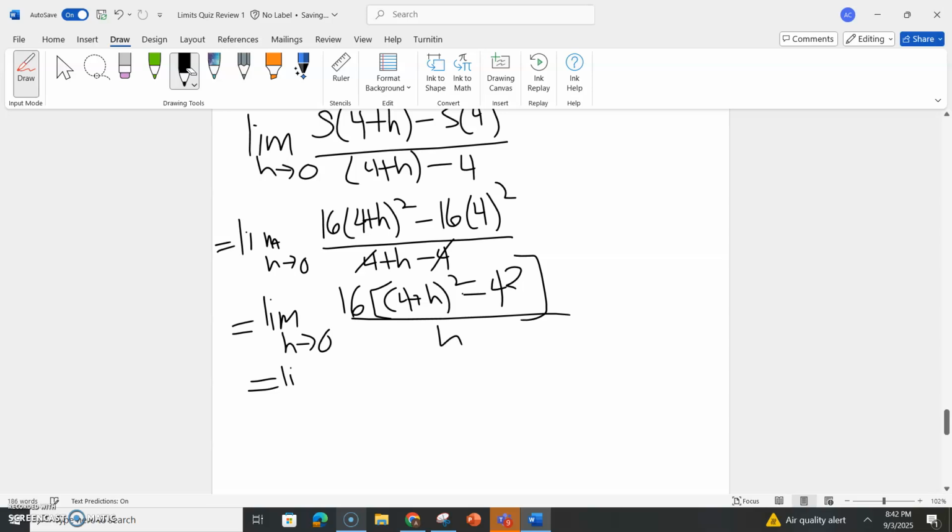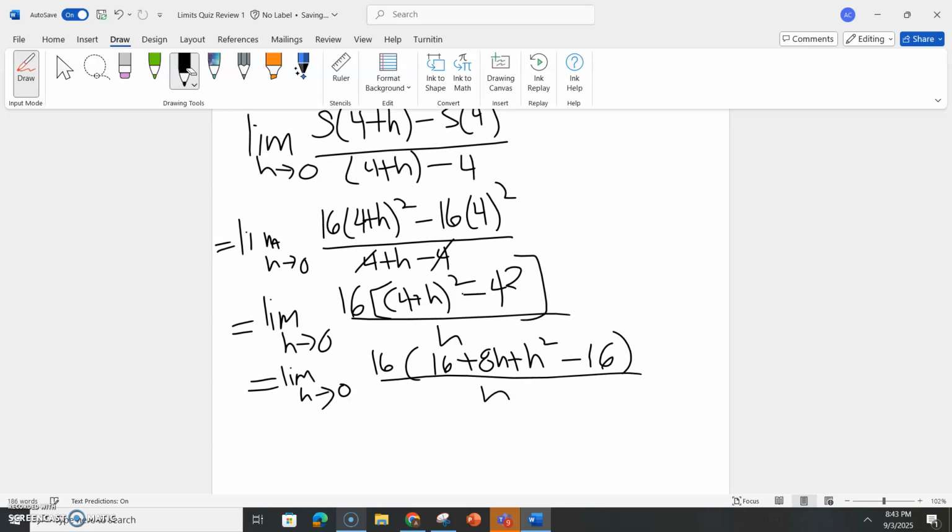Now, expanding that algebraically, we get the limit as h approaches 0 of 16 times, we have 16 plus 8h plus h² minus 16 over h. These 16's cancel, leaving me with the limit as h approaches 0 of 16 times (8h + h²) over h.